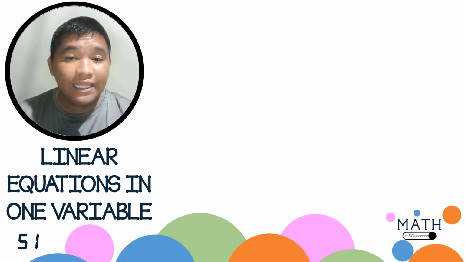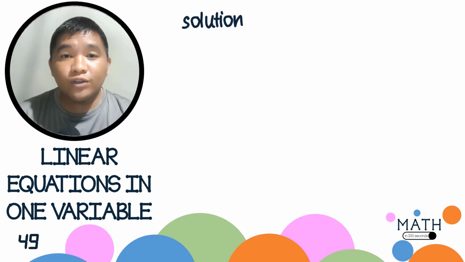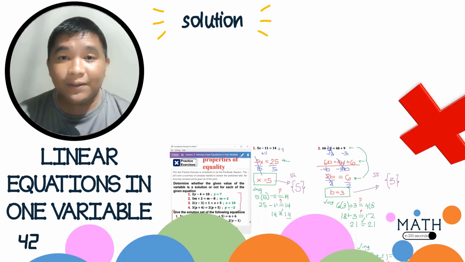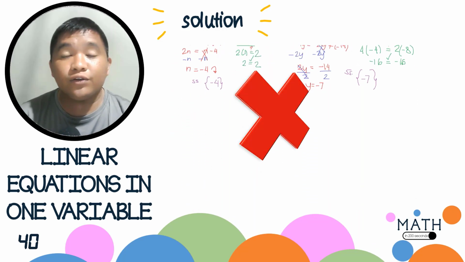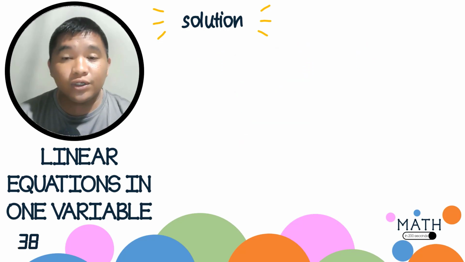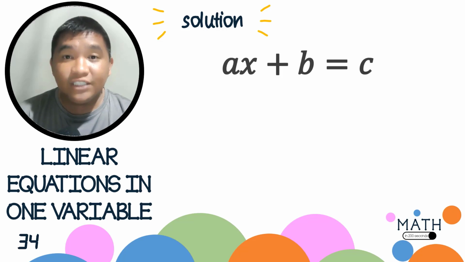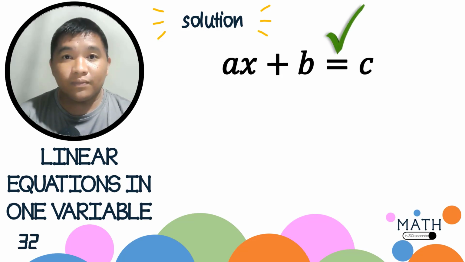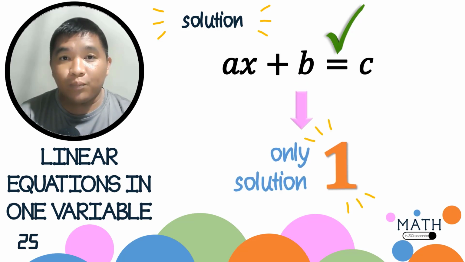In connection to the linear equation in one variable, we also need to understand a solution. Well, the solution is not the same as the very lengthy process that we need to do in order to get an answer. The solution here is simply the value of the variable, which can make this general form true. And for linear equations in one variable, the number of solutions that we could come up with is only 1.